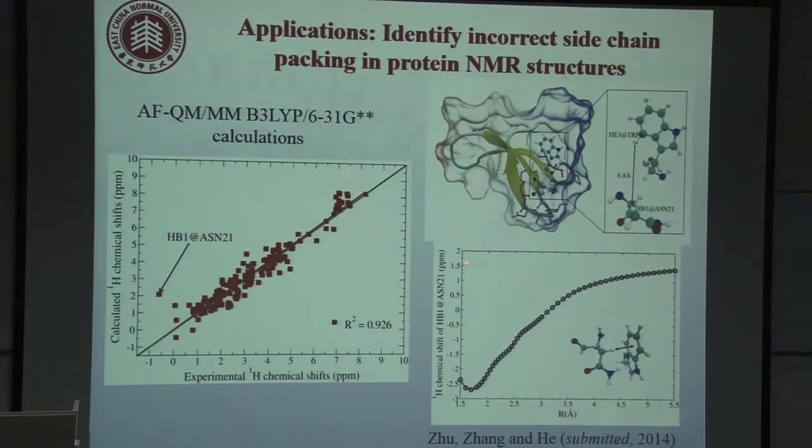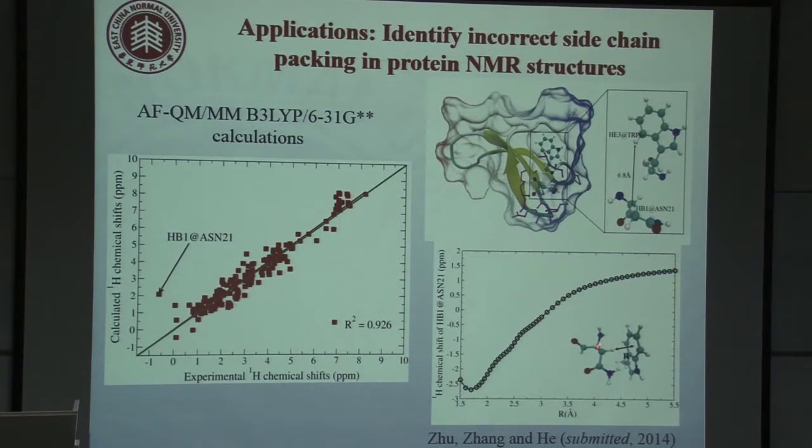And also, we can identify incorrect side chain packing in protein NMR structures. So for this WW domain system, we perform an FragQM/MM calculation, and we find an obvious outlier for this proton. Then we go back to the system. We can see from the experiment, there's an NOE constraint between this atom and this indole ring. The distance is pretty large. If you have such a large upfield chemical shift, the proton must have an aromatic ring in close contact.